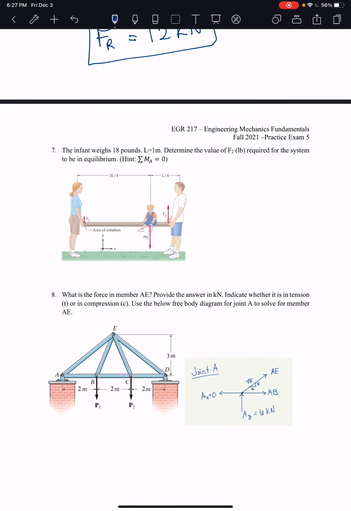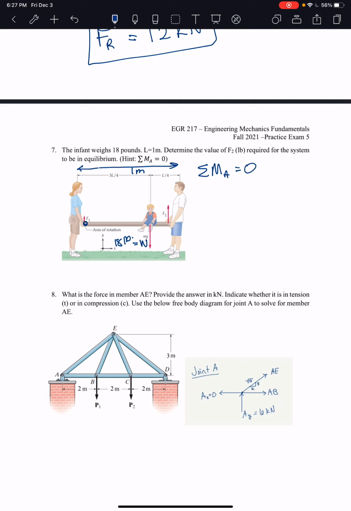This one, we have the infant that weighs 18 pounds. So the weight equals 18 pounds. That length equals 1 meter. Determine the value of F2 required for the system to be in equilibrium. Hint, sum of the moments about A equals 0. So I'm just going to start with the sum of the moments about A equals 0.